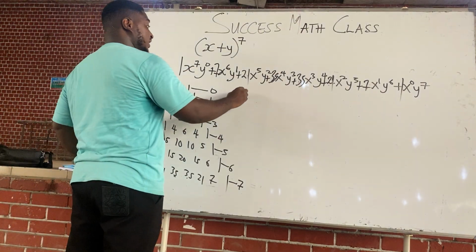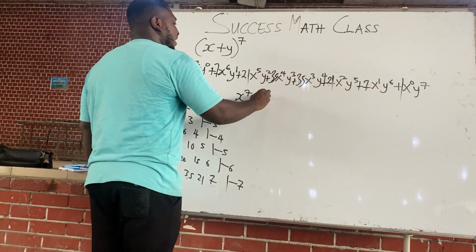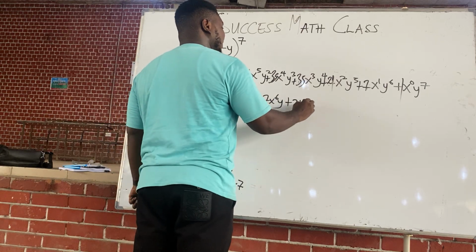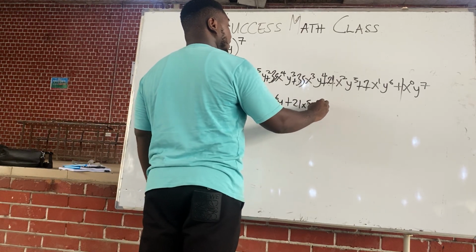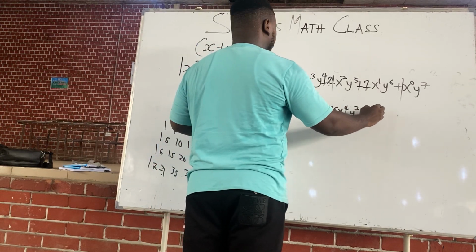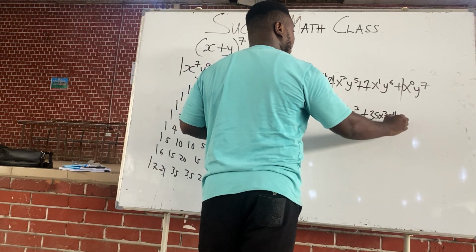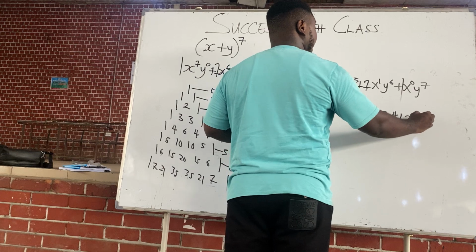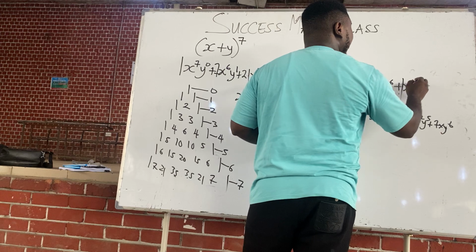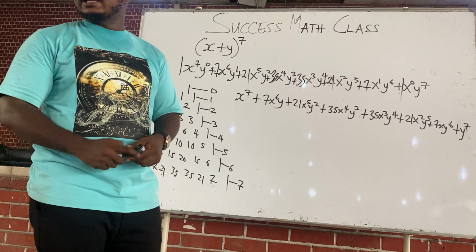1 x raised to power 7 is x raised to power 7. Y raised to power 0 is 1, so y has gone. Plus 7x raised to power 6, y. Y raised to power 1 is y. Plus 21x raised to power 5, y squared. Plus 35x raised to power 4, y raised to power 3. Plus 35x raised to power 3, y raised to power 4. Plus 21x squared, y raised to power 5. Plus 7x, y raised to power 6. 1 x raised to power 0 is 1. Plus y raised to power 7.